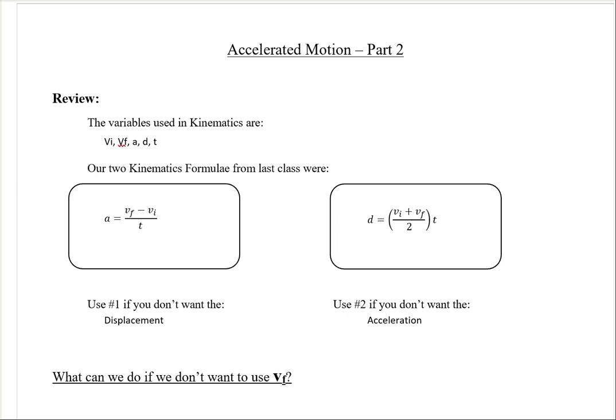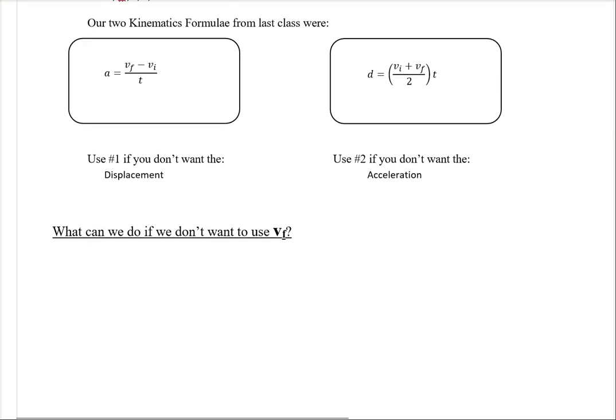This is good, but we have 5 different variables. So what if we don't have other pieces? For example, what can we do if we don't want to use the final velocity? We just don't have that piece of information available to us.